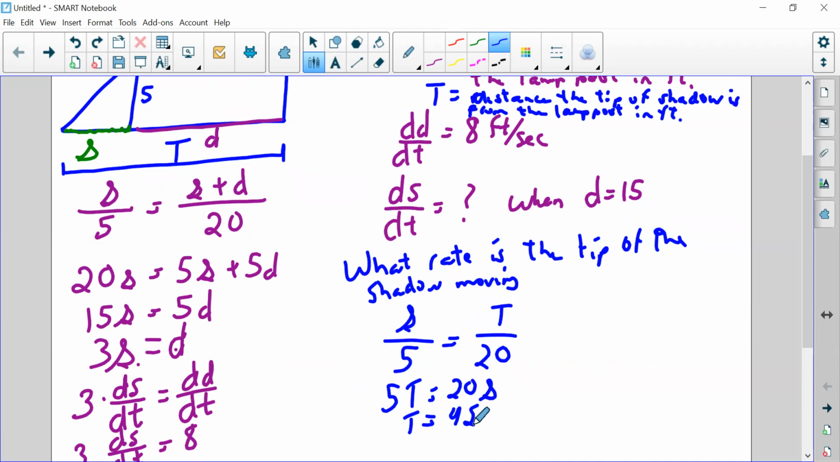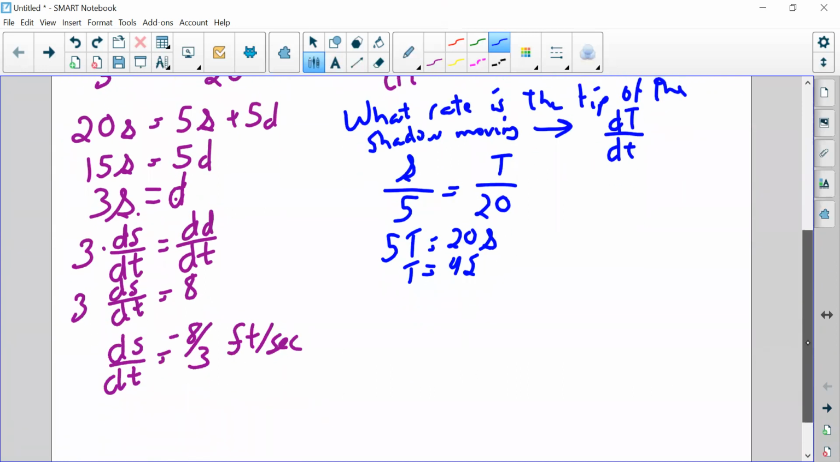All right, we want to find the rate of change of the tip. So what are we actually looking for here? What calculus notation are we looking for? dT over dt, right? So that's the rate of change of the tip of the shadow. And so I'm almost there. I can now differentiate this. So what's the derivative of big T?